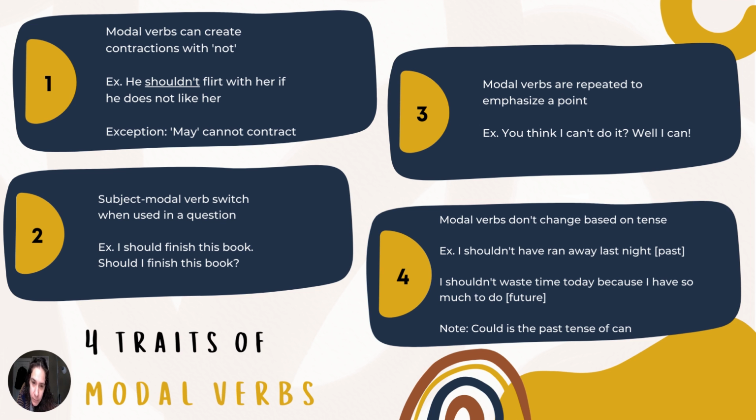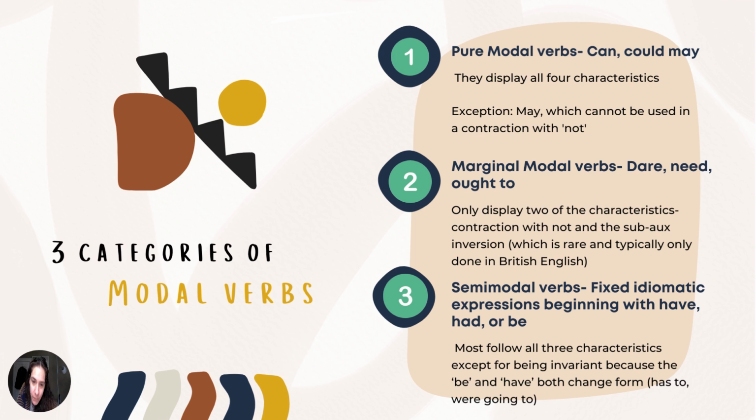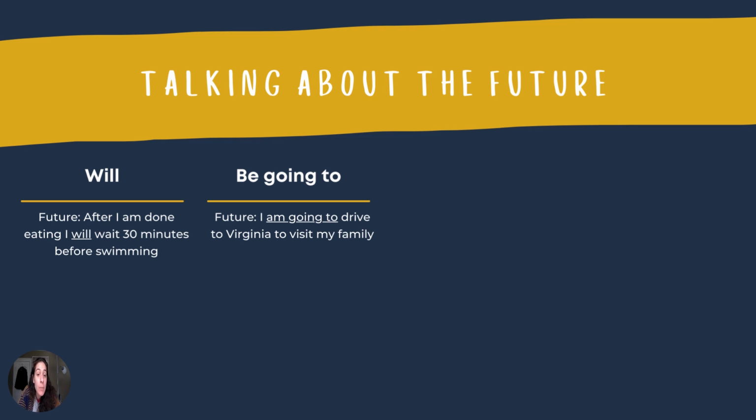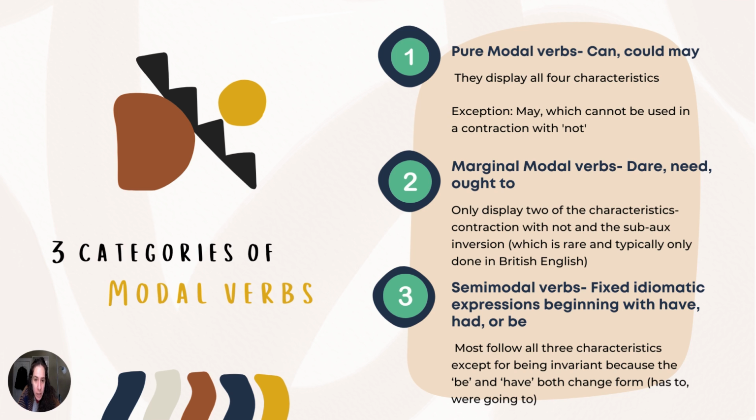So when we're using these semi-modal verbs, be and have, they change. So that is where we switch the tenses, or not the tenses, excuse me. So that is where, based off of who the subject is, right? I'm going to be going to Virginia. Let me go back here. I am going to drive to Virginia. So this be going to would be a semi-modal expression.